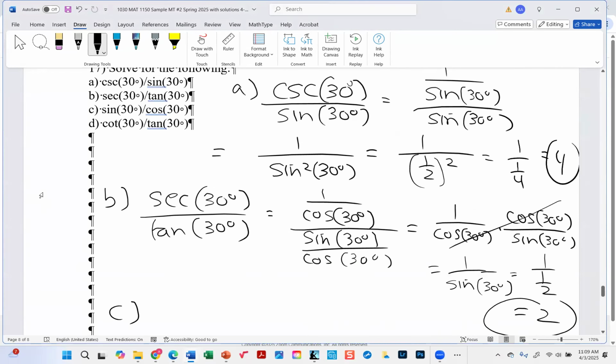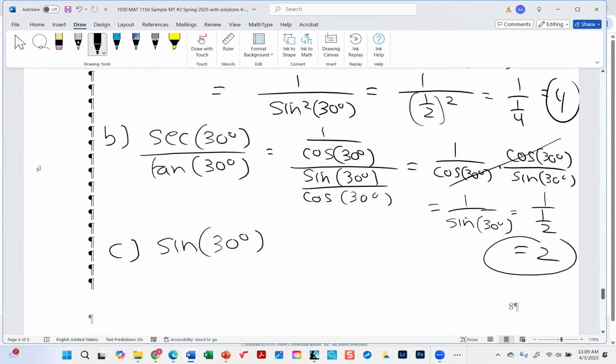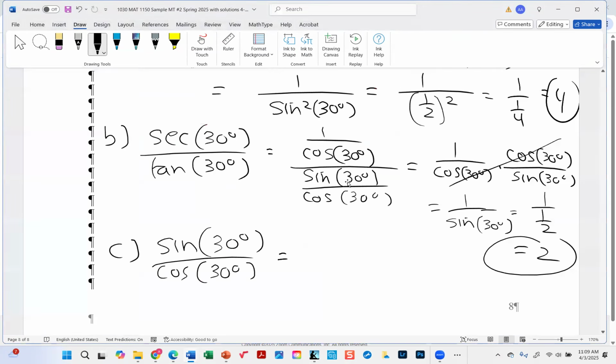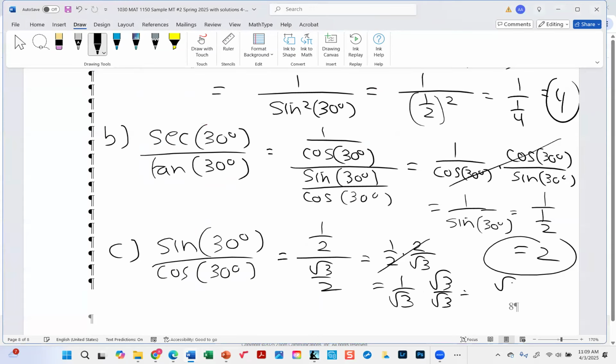Because I think chapter 3 is more important, but you don't want to neglect the trig either because you'll see it all the time in Calc 1 and 2. So we have the sine 30 over the cosine 30. So again, we'll go look these up. 1/2 over radical 3 over 2. Drop out. I have 1 over radical 3, which I can then rationalize. All right, radical 3 over 3.